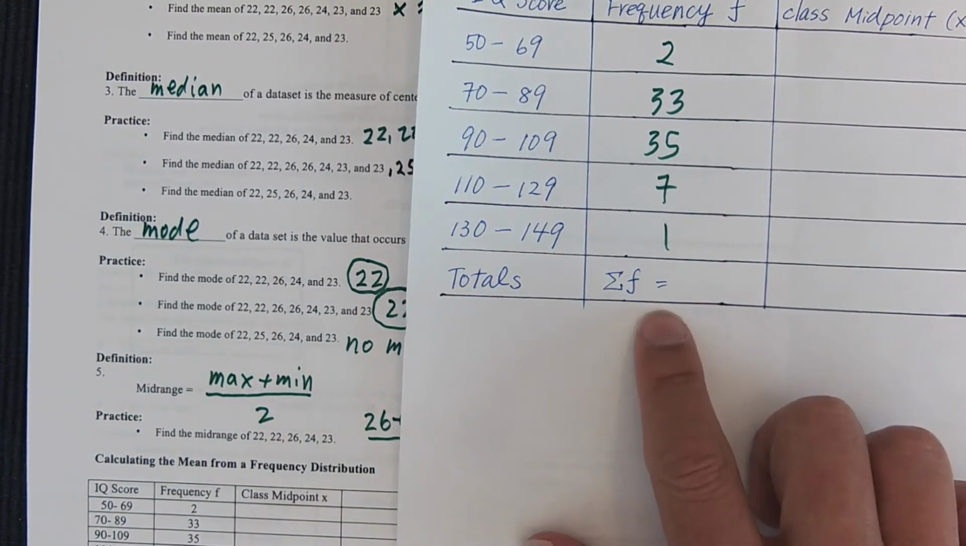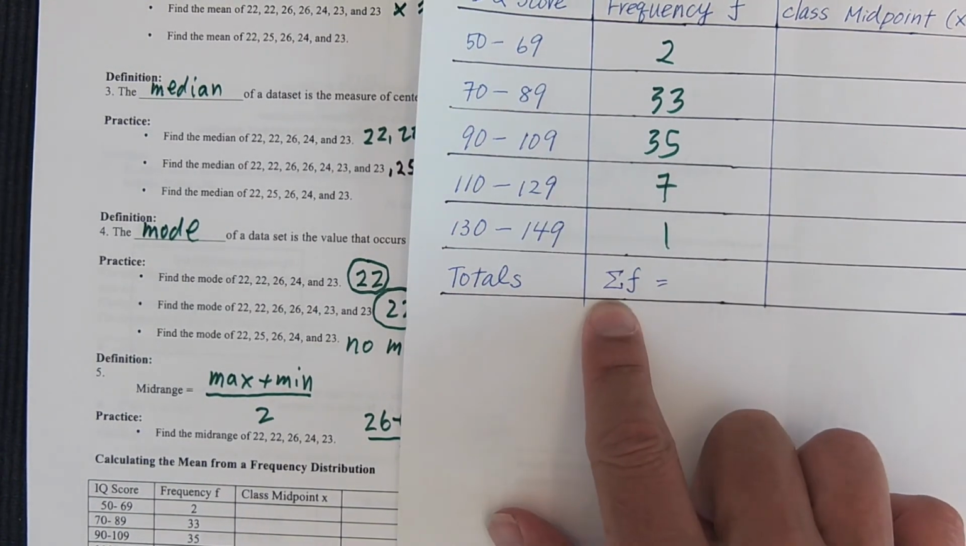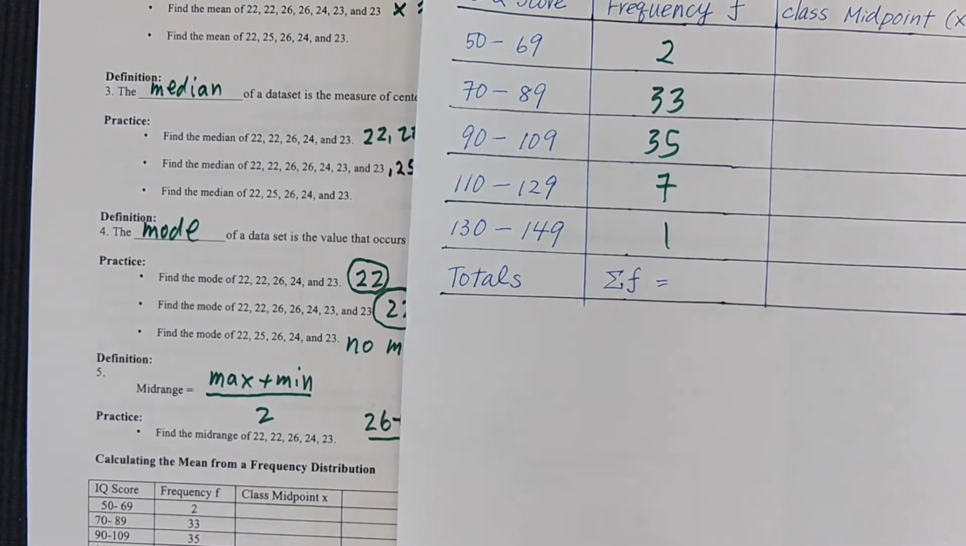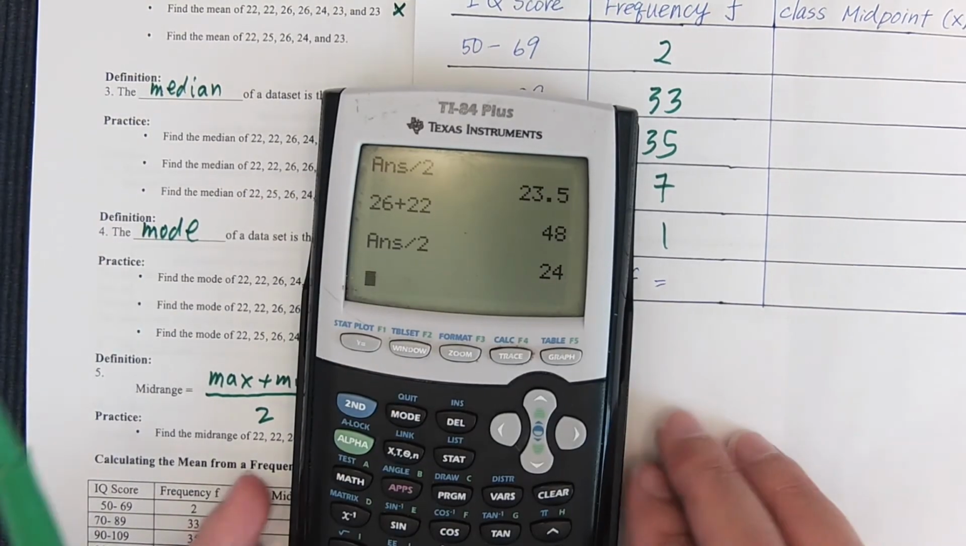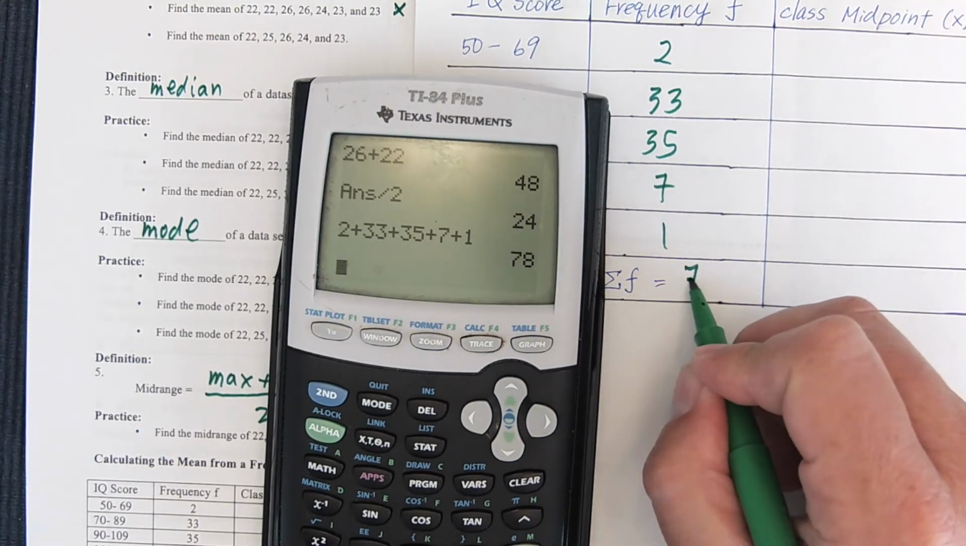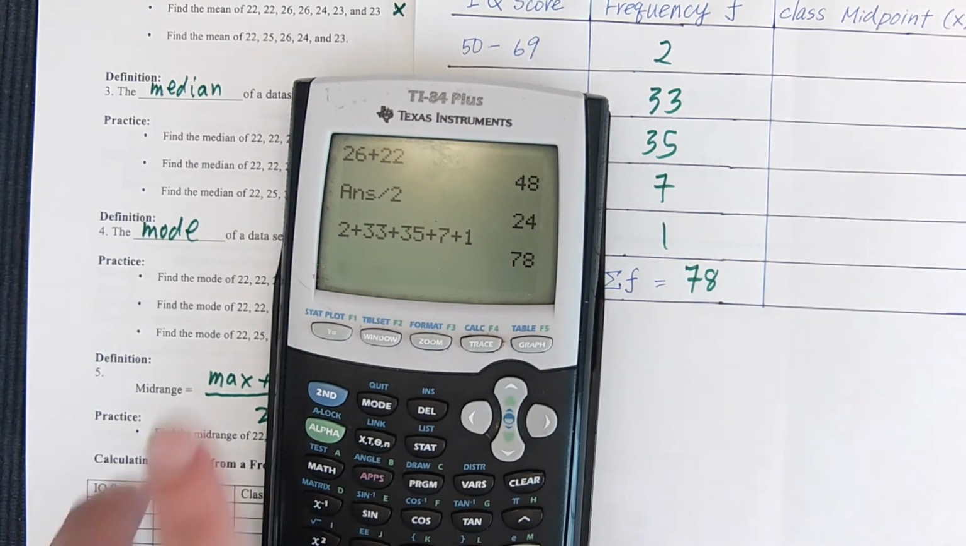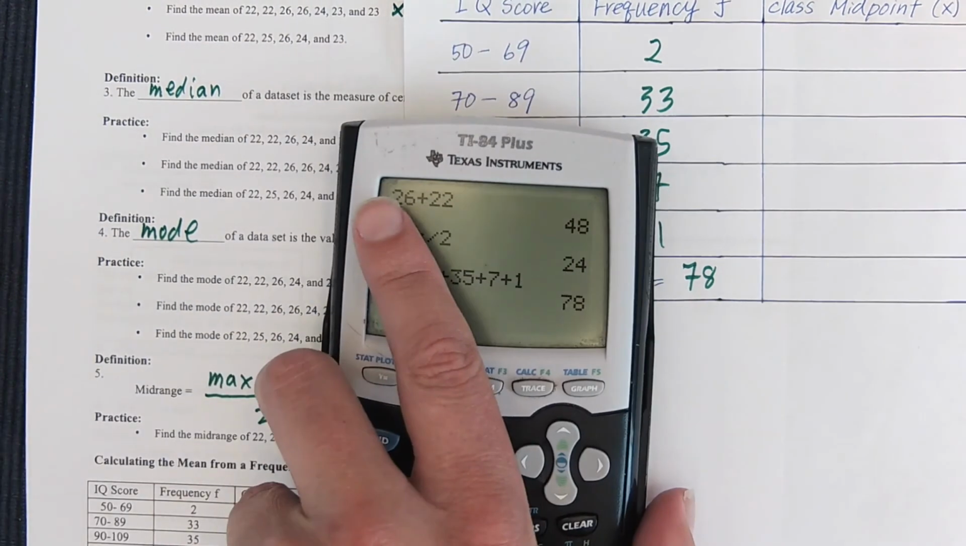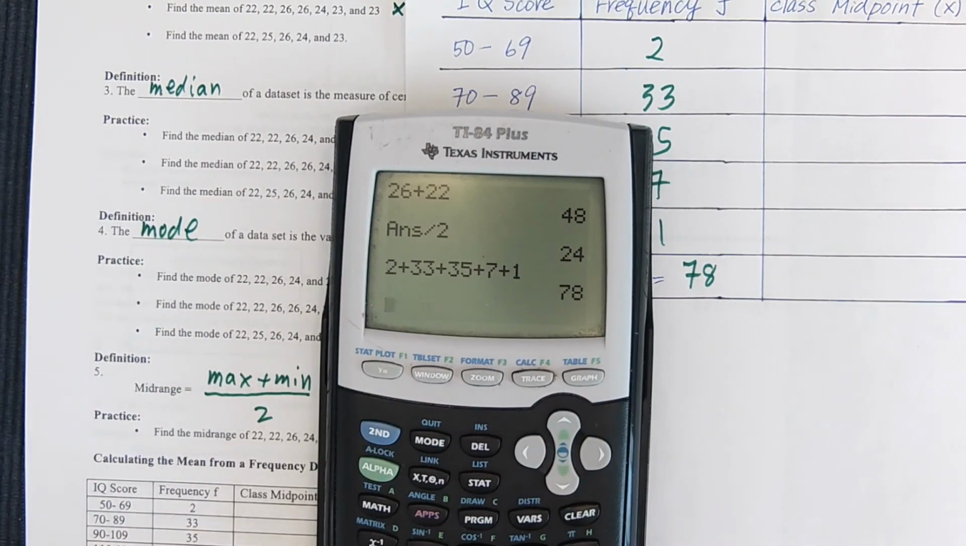And I'm going to start with the summation. Remember that that's a sigma. That means I'm adding them up, of the frequency. So this becomes 2 plus 33 plus 35 plus 7 plus 1. That is 78.